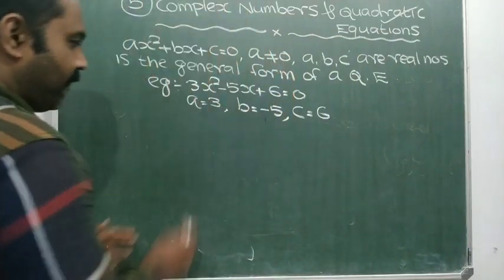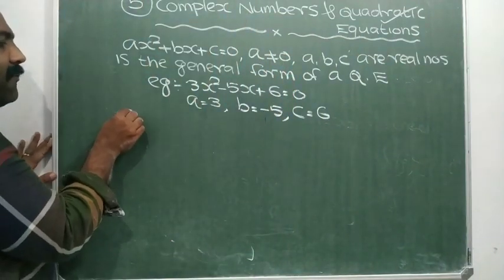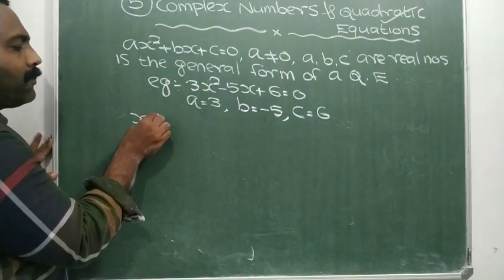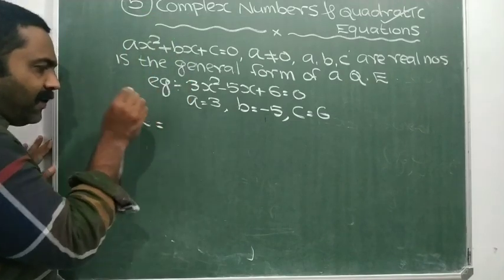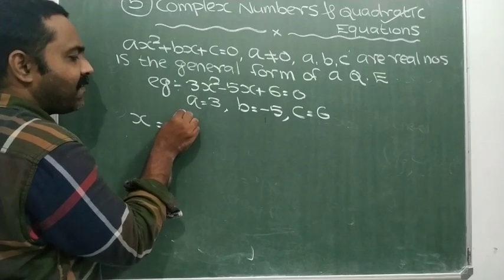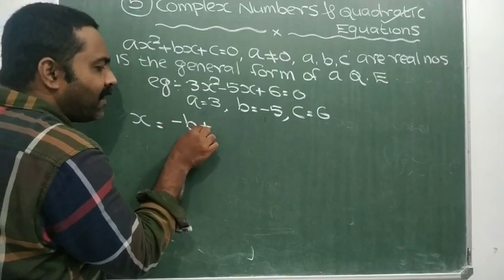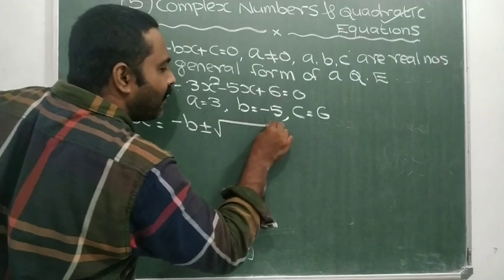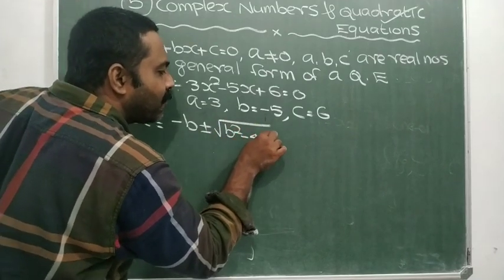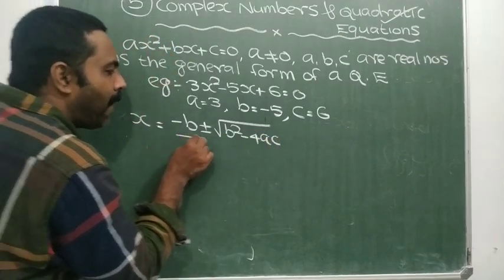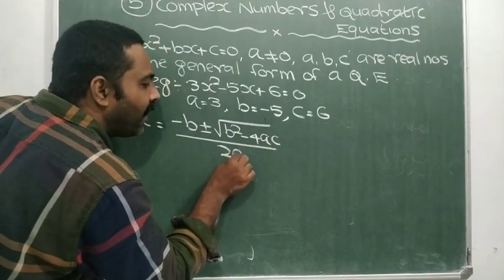Then look here. To solve the quadratic equation, we use x is equal to minus b plus or minus root of b square minus 4ac by 2a.